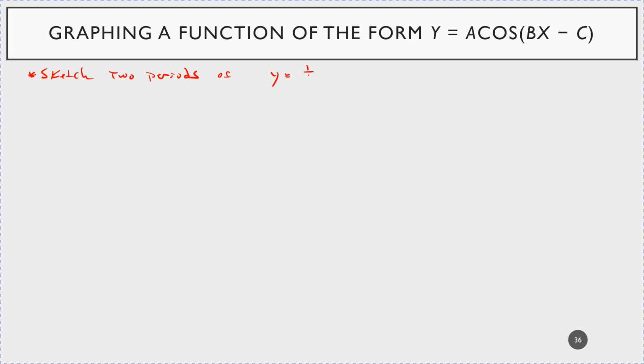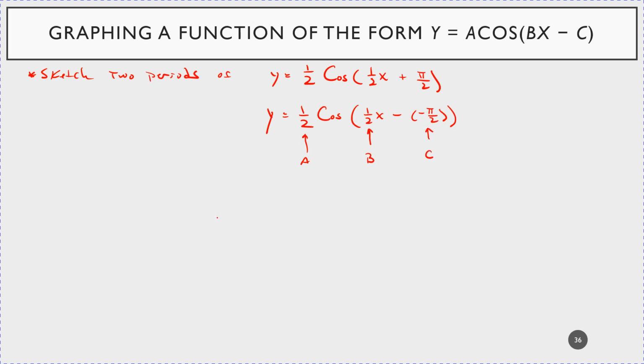let's do y is equal to 1/2 times cosine of 1/2 x plus pi over 2. Okay, so what this problem always does, and you gotta be mindful of these because it's trying to trick you. Do you see this plus sign here? It always has to be rewritten as bx minus. So this is cosine of 1/2 x minus pi over 2. So then that means this is my A, this is my B, this is my C. Okay?